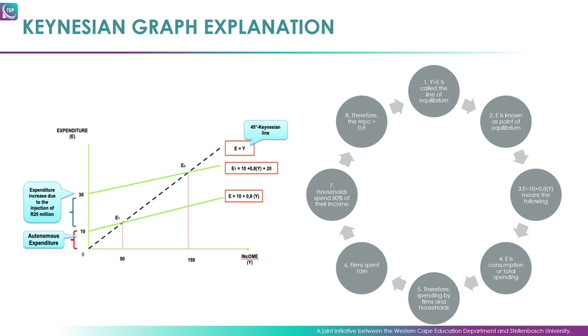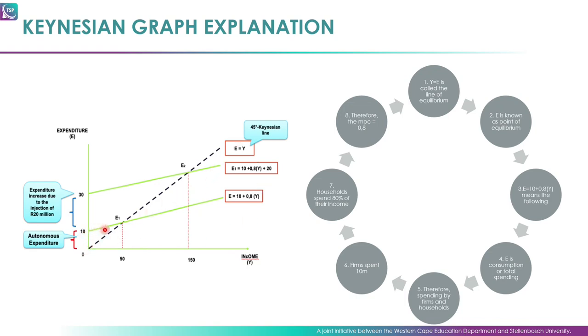Now we have this dotted line. That line is referred to as the Keynesian line, as this is a Keynesian graph. This dotted line is known as the 45-degree or the Keynesian line. As I mentioned, when you are dealing with graphs, you need to make sure your labels are correct. We label this as E, which is the expenditure, equal to Y, the income. That is what E equals Y means. It is the label for that dotted line.